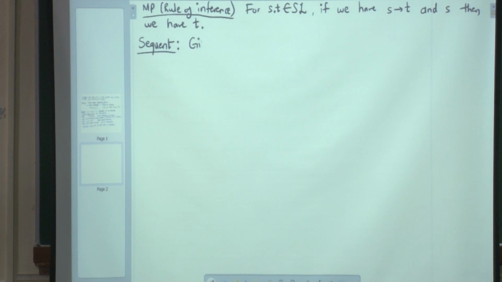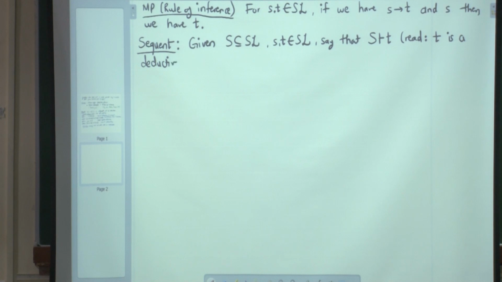Okay, given S a subset of SL and s and T in SL, say that, now notice, T is a deductive consequence of S. So read, T is a deductive consequence of S if one of the following is true.